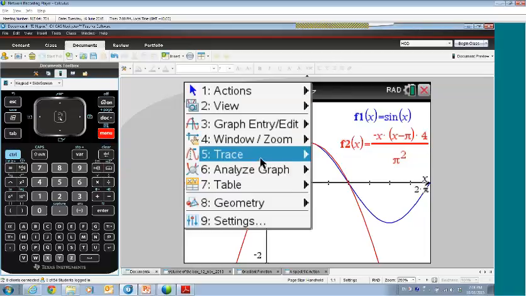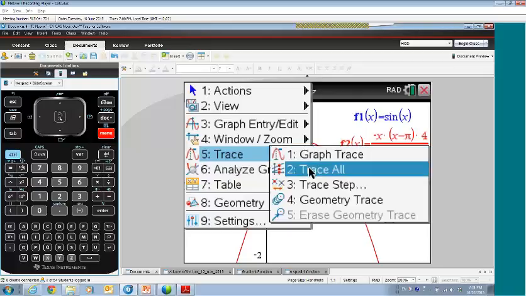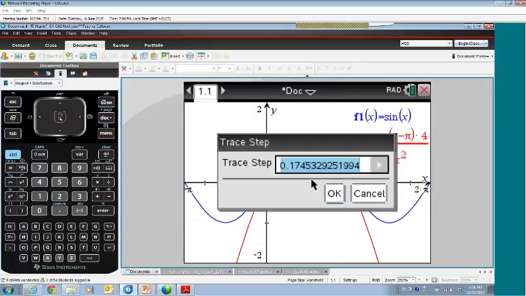I won't call it a wellness of fit, because I'm sure there's a better term. I just can't think of one at the moment. So I'm going to change my trace step, and I'm going to set that as pi on 18.